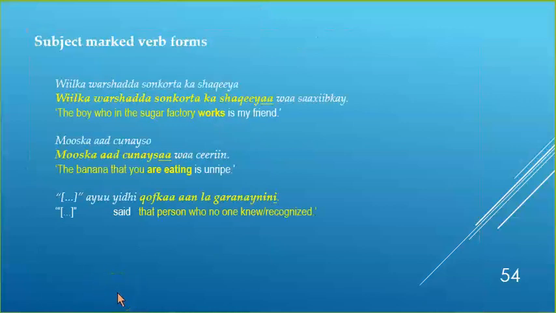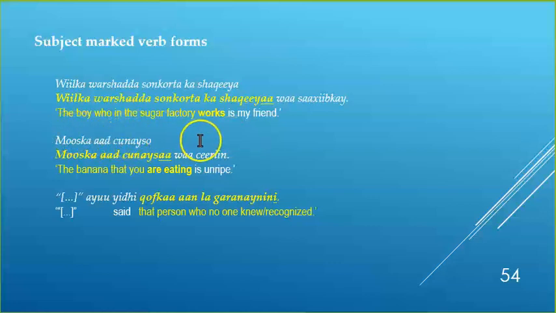A couple of examples with this subject marked form, where we first have the phrase not in a clause, just as a noun phrase. The boy working in the sugar factory, the sugar company, with a reduced form, since there is no subject word in the subclause. This is the head of the subclause, and there is a gap in the subclause, so we get the reduced form. But if this noun phrase is the subject of a clause, then the verb as the final word gets the long a, marking the subject.